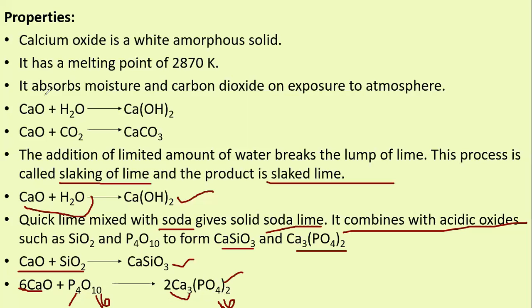Okay, so now properties. The first is that they are white amorphous solids. White amorphous means it won't have a defined shape. Then their melting point, and also it will absorb moisture and carbon dioxide. So when it absorbs moisture and carbon dioxide, it will form calcium hydroxide and calcium carbonate, then form flake lime. The process is flaking of lime, and the product is flaked lime.